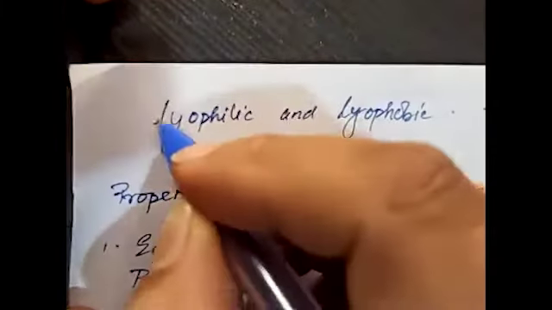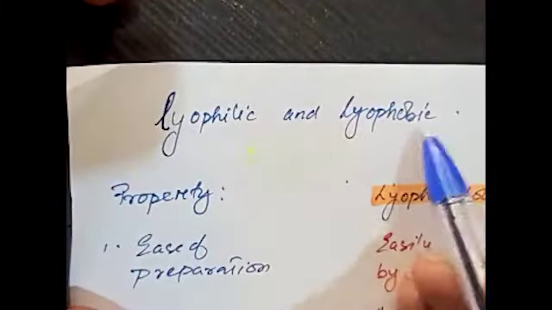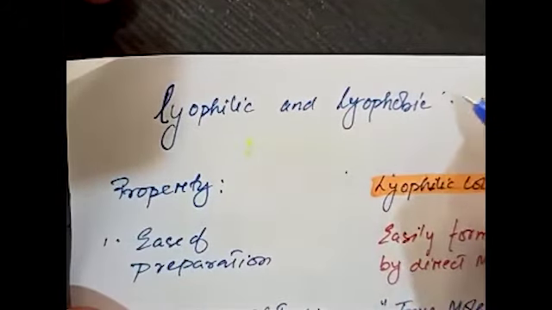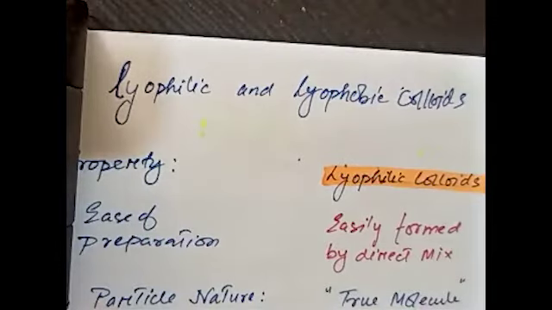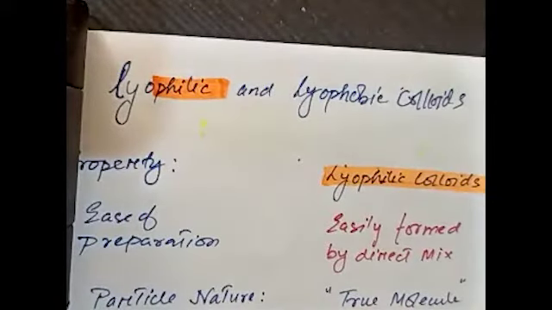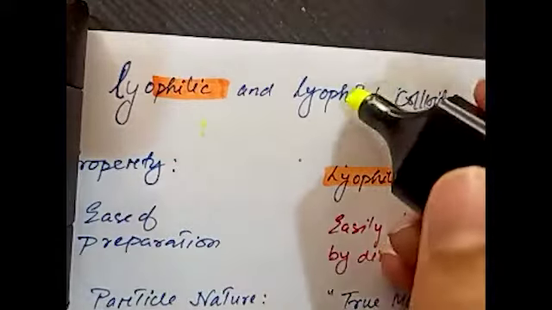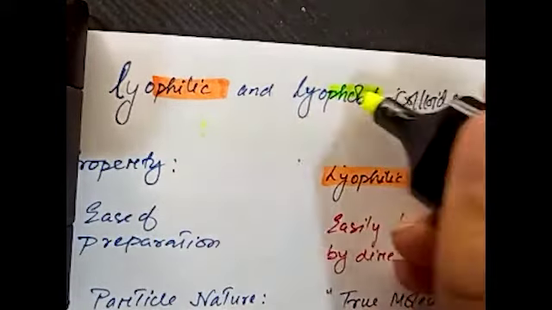Let us move on to some specific colloids. There are some specific colloids that we'll talk about. They are known as lyophilic and lyophobic colloids. Philic means loving, and phobic means hate, dangers. Phobic does not mean that they like each other.